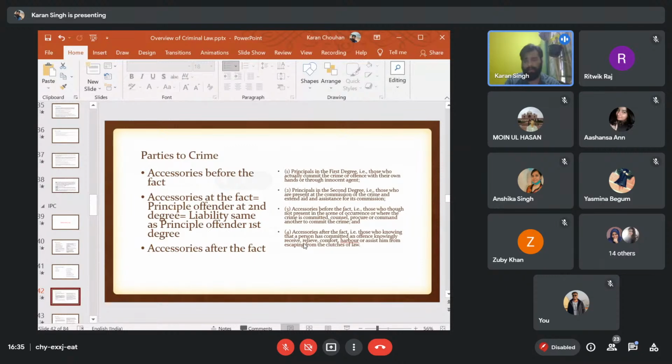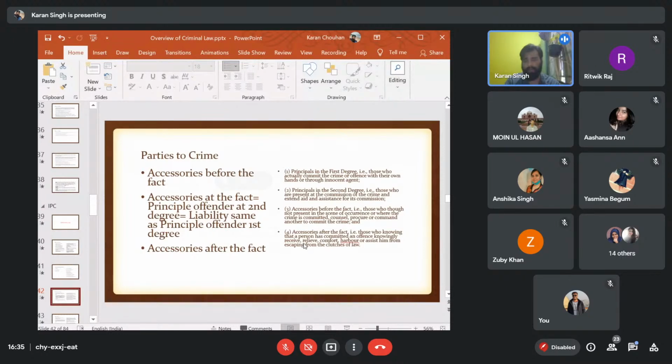So for example, if there's a gang and they go to, you can say, murder someone. Now there's only one person who has committed the murder. And why have they committed the murder? Maybe they wanted to take revenge upon the other person. That could be a motive. But their intention was to what? The intention was to murder that person. So in that case, they all will have the same liability as the person who is actually doing the murder.